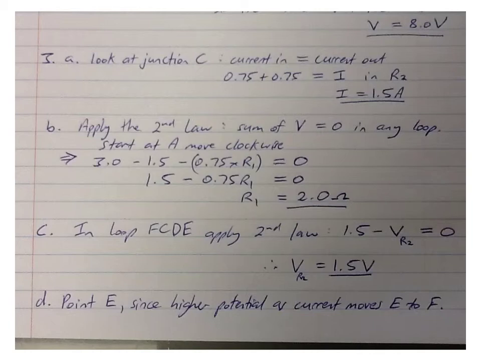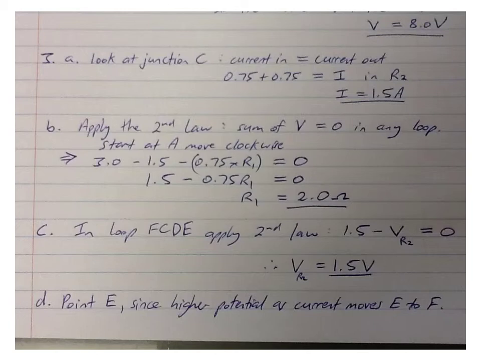Part B. By considering the potential differences around the loop A, B, C, F, A, calculate the resistance R1. So we're going to apply the second law. Whenever it says consider the potential differences around the loop, it means apply the second law. The sum of the voltages in that loop must equal 0. Now we'll choose to start at point A and move clockwise. It doesn't really matter where you start and which direction, as long as you consistently move around that entire loop and come back to the starting point again.